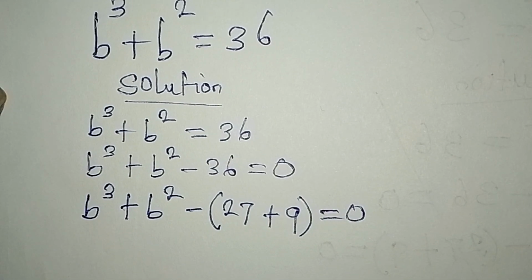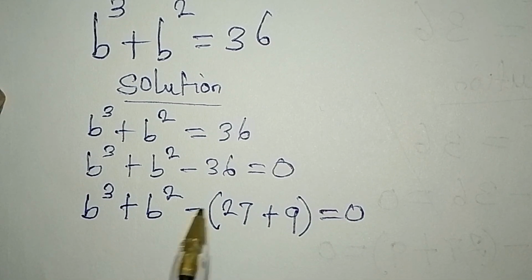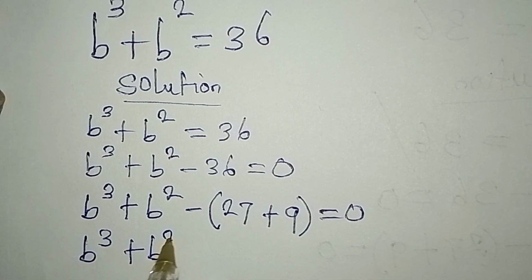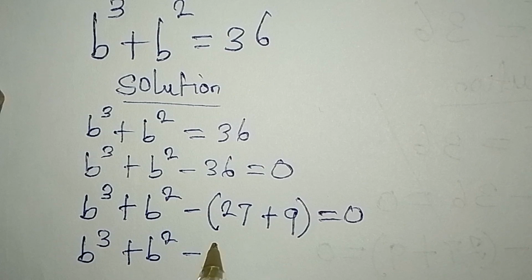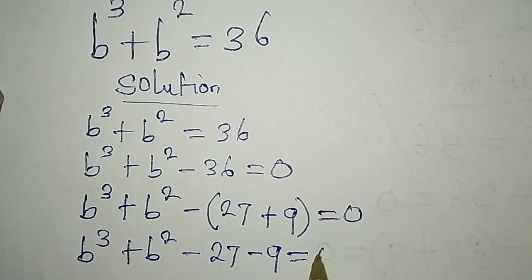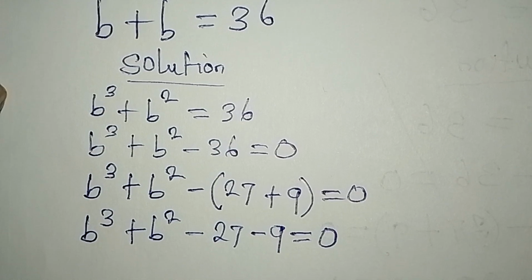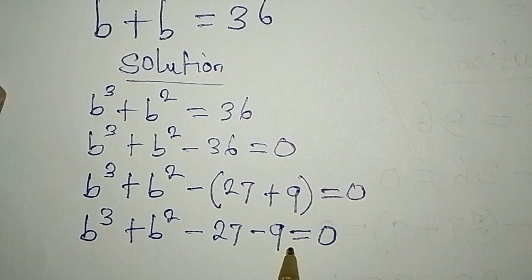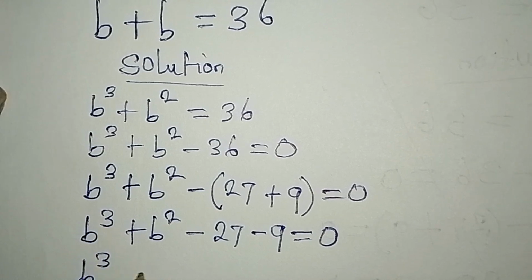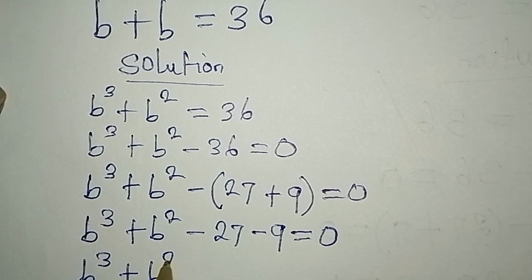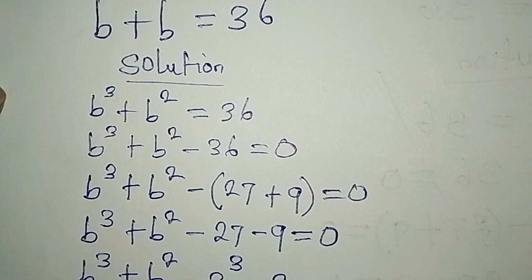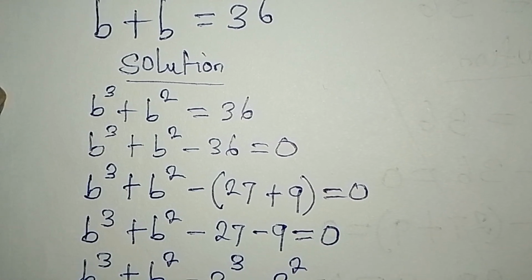The next thing I will do is to open the bracket. So we have b to the power of 3 plus b to the power of 2 minus 27 minus 9 equals 0. Now, these 27 and 9, I want to write them in index form. So b to the power of 3 plus b to the power of 2 minus 3 to the power of 3 minus 3 to the power of 2 equals 0.